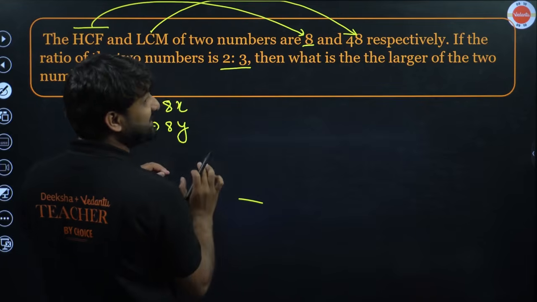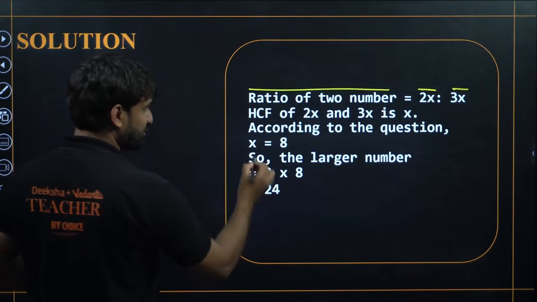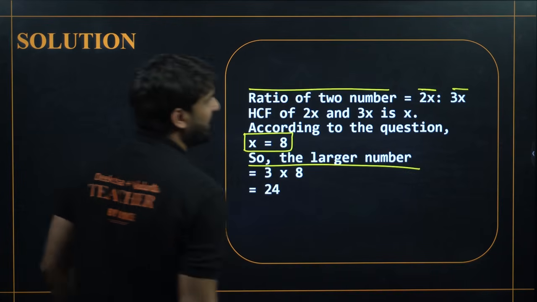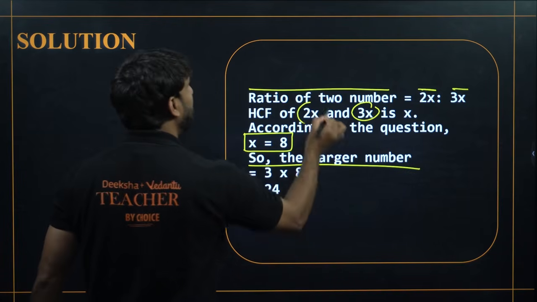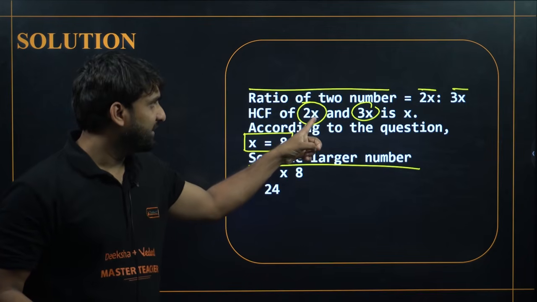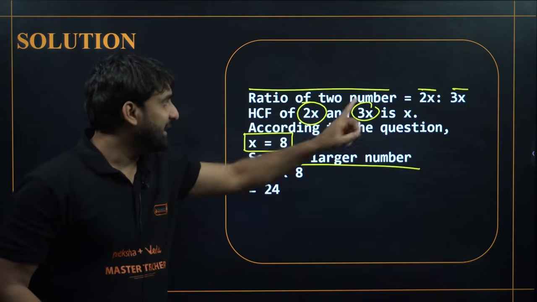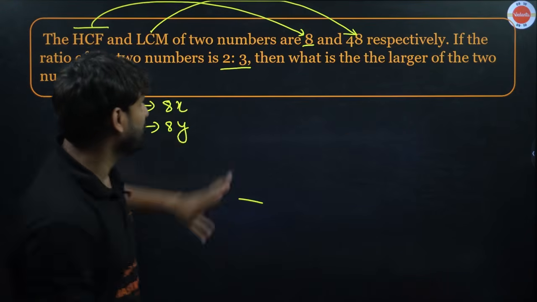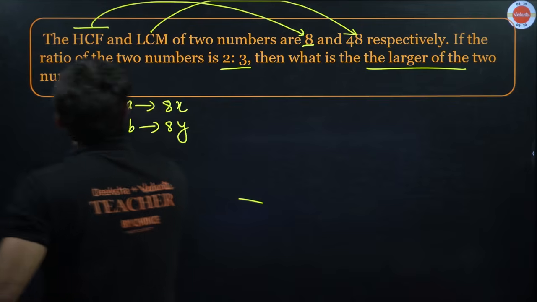Now according to the question, HCF is 8, which means 8 divides both the numbers, so x will be 8. The larger number will be what, my dear? Between 2x and 3x, which is larger? 8 into 2 will be 16 and 8 into 3 will be 24. So 8 into 3 will be the larger number, because the question is asking to find out the larger number.